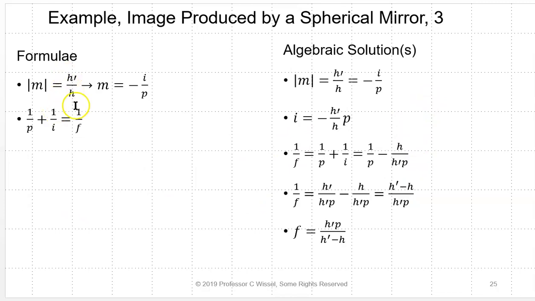We have some formulas. Magnitude of m equals h prime over h, or m equals minus i over p, and we have 1 over p plus 1 over i equals 1 over f. So now we can start substituting in here. We can solve this: i equals minus h prime over h times p. We have 1 over f equals 1 over p plus 1 over i. We can substitute in. It becomes 1 over p minus h over h prime p. 1 over f will then be h prime divided by h prime p minus h over h prime p. Pull this out: h prime minus h over h prime p. So f is h prime p over h prime minus h, and you can copy this down in your notes. It might be useful.